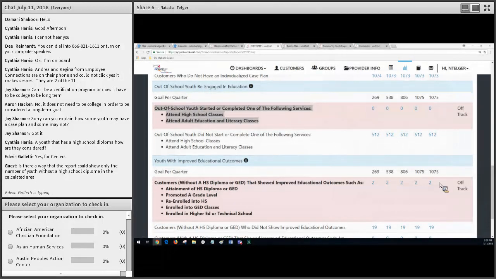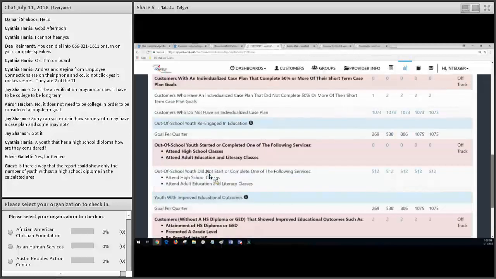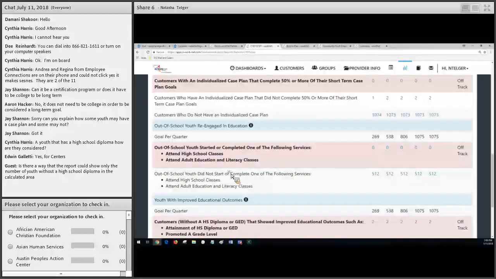Natasha, here's a report question. It says, is there a way that the report can show only the number of youth without a high school diploma in the calculated area? I believe if you roll over, doesn't it show that? It should only show this right here, this number of out-of-school youth who did not start or complete one of the following services. This should be the total number of the out-of-school youth that meet that particular criteria. So we have over 1,000, but this is 512.